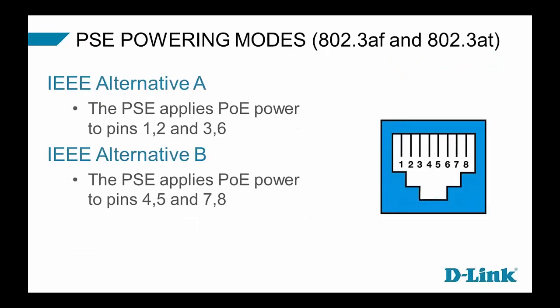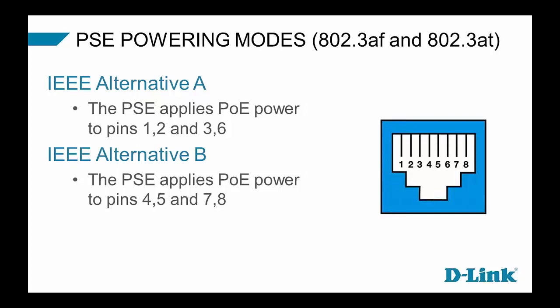Okay, I want to talk a little bit about powering modes. You probably heard about alternative A and alternative B before. And this is applicable to the older standards, 802.3 AF and AT, that only used 4 of the 8 conductors in the cable to carry the DC power. So alternative A basically uses pair 1, 2 and pair 3, 6 to carry the DC power. Alternative B uses 4, 5, and 7, 8.